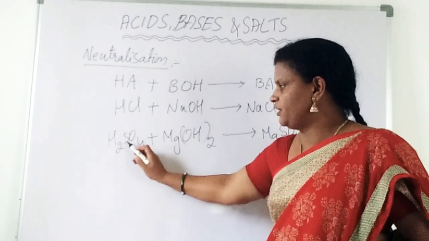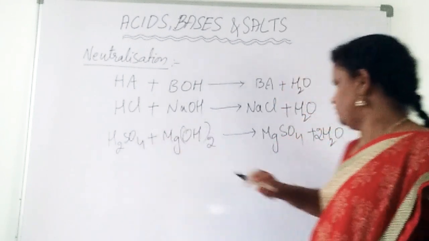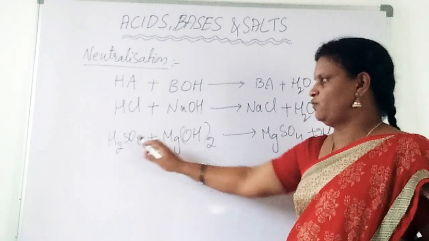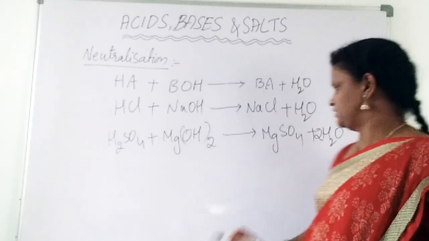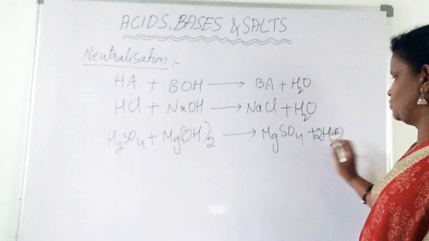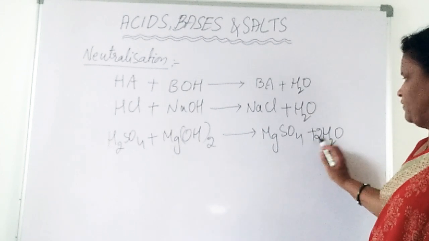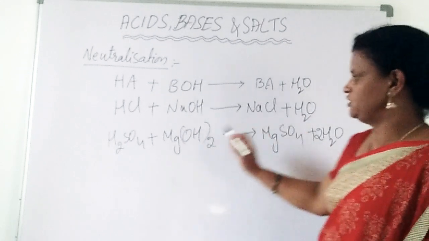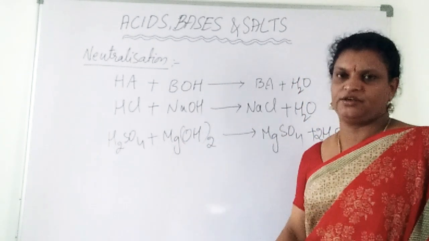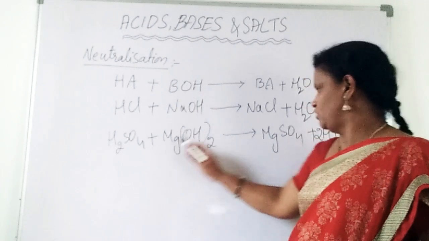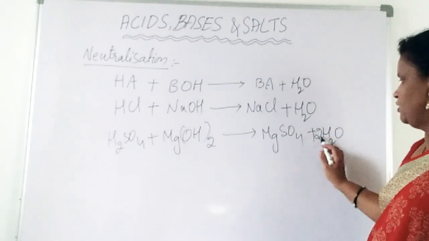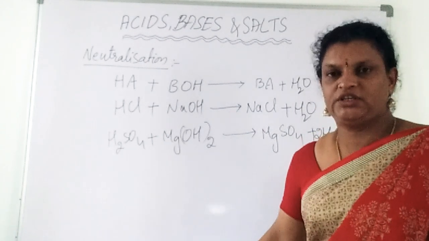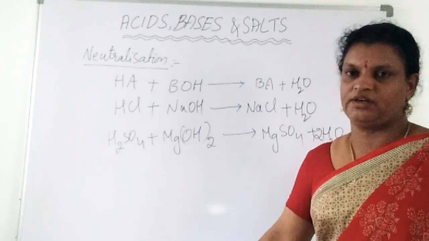Then here if you take sulfurs, how many are there? Here only 1, here also 1, already balanced. Oxygens here 4 plus 2, 4 plus 2, how many? 6. So here we'll see 4 plus 2. This 2 will be for oxygen and also for this H2. So 2 oxygens plus 4 oxygens, 6. Here also 4 plus 2, 6 oxygens are there. Then magnesium here only 1, here only 1. So by writing 2 before H2O, this equation is balanced. So we have to learn how to write the equation and also how to balance the equation of neutralization.